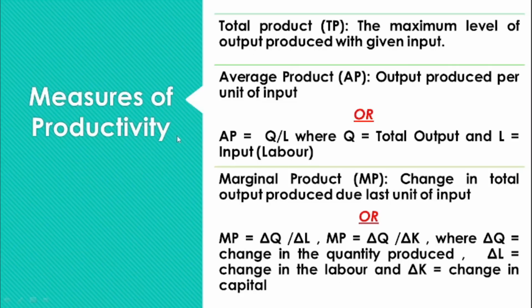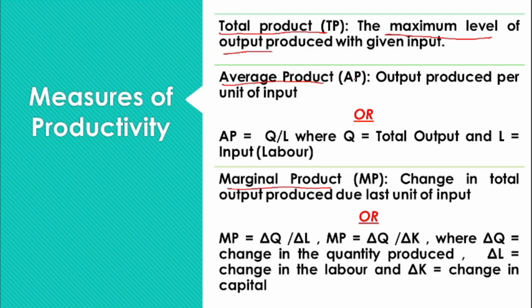Now, coming to the next slide, we have the measures of productivity. Before I start with the production process, short run and the long run, I would like you to know some of the concepts such as total product, then average product and marginal product. It's very important to know these measures of productivity because it will be very helpful in understanding the short run and the long run production process. What is the total product? Total product is basically the maximum level of the output that can be produced with the given input.